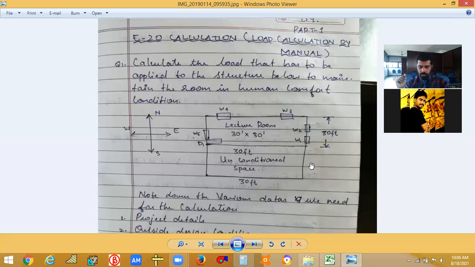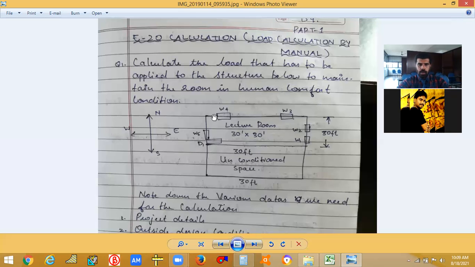We'll be using different tabular columns and formulas. Let me see whether I can show you the tabular column, or I'll skip it and you could write the values directly. Initially, write the heading, E20 calculation, load calculation by manual, and write this question. This is the question that we need to solve, the same question that we did yesterday.